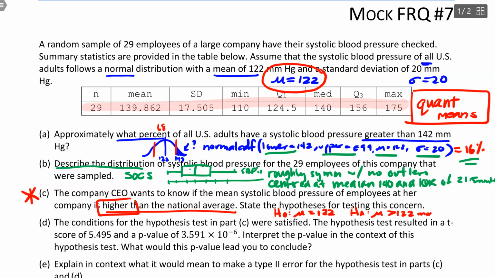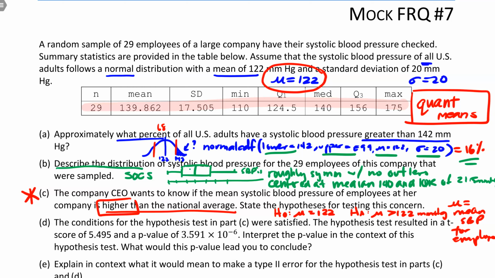And if I want to be cute about it, I need to put mu is equal to the mean systolic blood pressure for employees at this company. Because remember, it is kind of important. Mu in this case is not talking about the nation, it's talking about the employees at this company and the real systolic blood pressure for them.